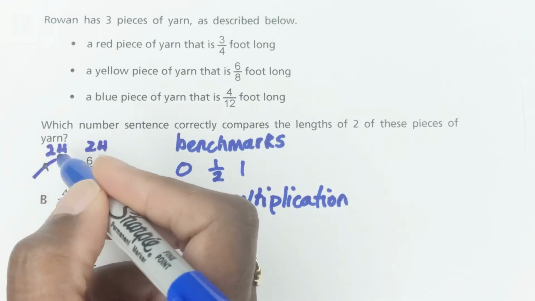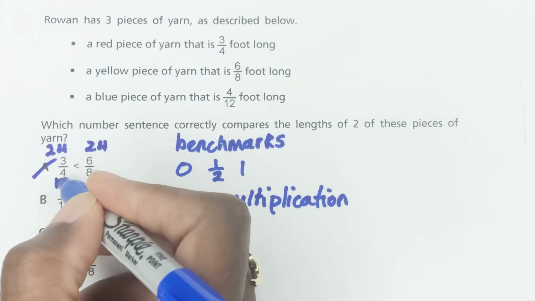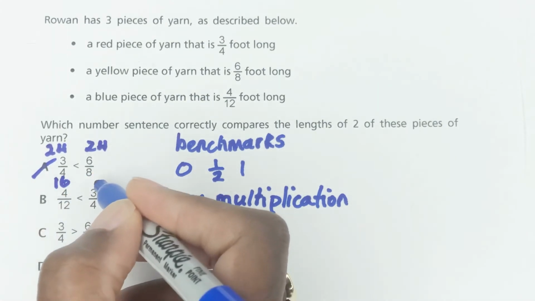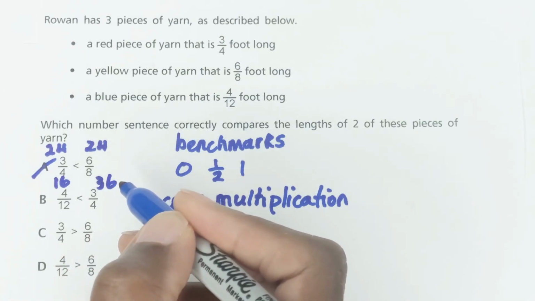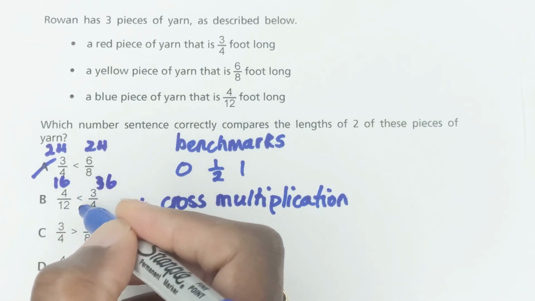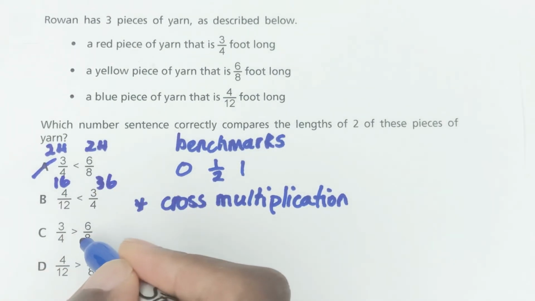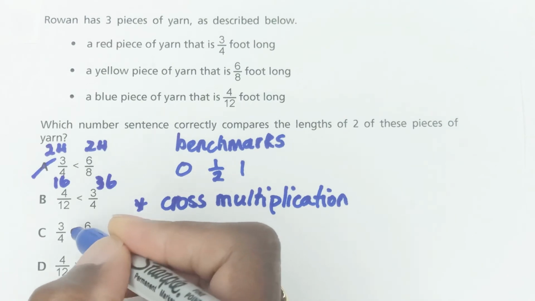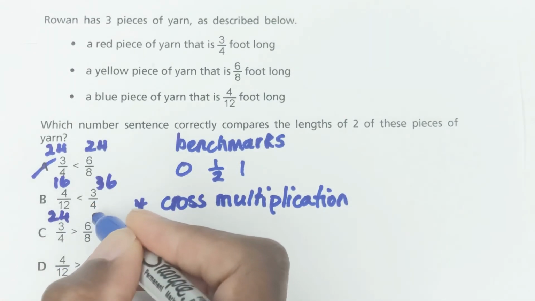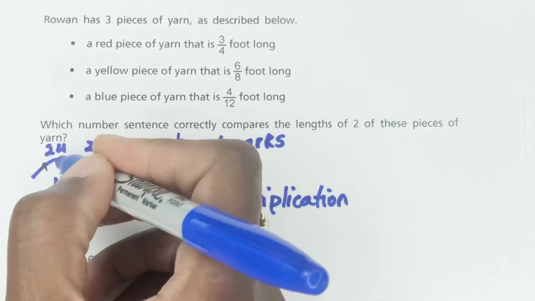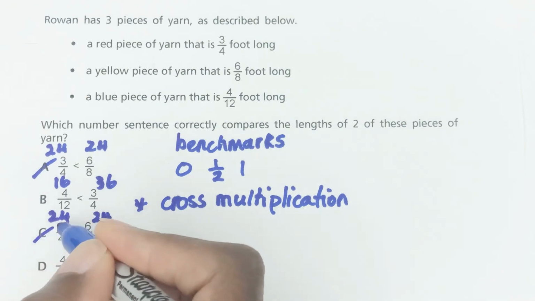So it's not A. We're going to cross multiply again for B. 4 times 4 is 16. 12 times 3 is 36. Is 16 less than 36? Okay, yes. So let's hold that one for now. Let's do the rest just to make sure. 8 times 3 is 24. 6 times 4 is 24. That's the same combination as A. So no, this would be an equal sign in the middle, because 24 would equal 24. So it's not that one.